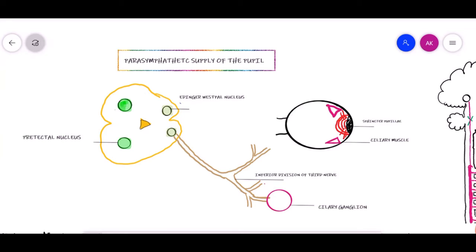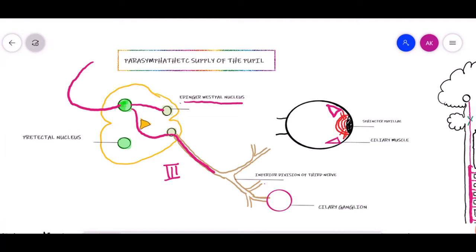As I already mentioned, a few of the fibers were coming out of the optic tract and going into the pretectal nucleus, which was present in the midbrain. The pretectal nucleus will send fibers into the Edinger-Westphal nucleus of both sides. The Edinger-Westphal nucleus is present near the aqueduct of Sylvius and is in very close relationship with the third nerve nucleus. Therefore, these fibers coming from the Edinger-Westphal nucleus will now be traveling inside the oculomotor nerve, which is the third cranial nerve.